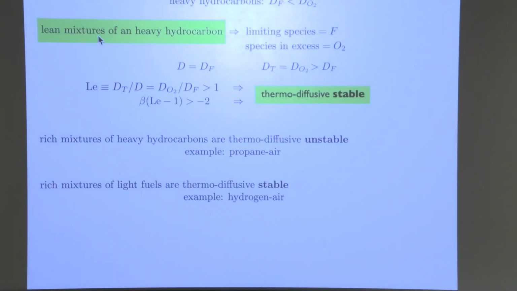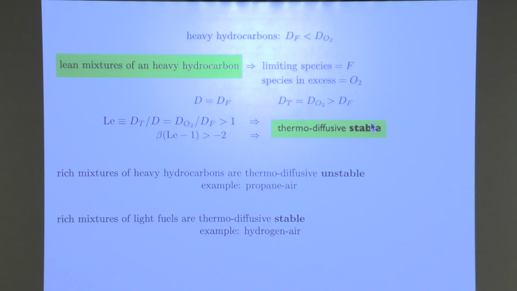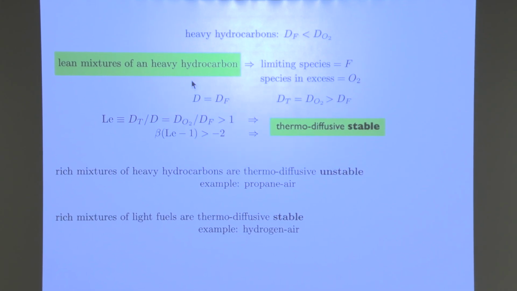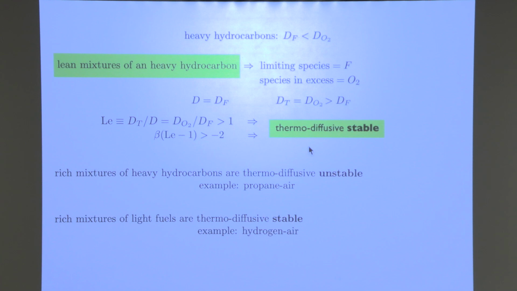But so in a sense, every time the lean mixture of heavy hydrocarbon is thermodiffusively stable. However, the rich mixture of heavy hydrocarbon could be unstable thermodiffusively. And vice versa, when you look for a light limiting species like hydrogen, you have to be careful, it is just the opposite.